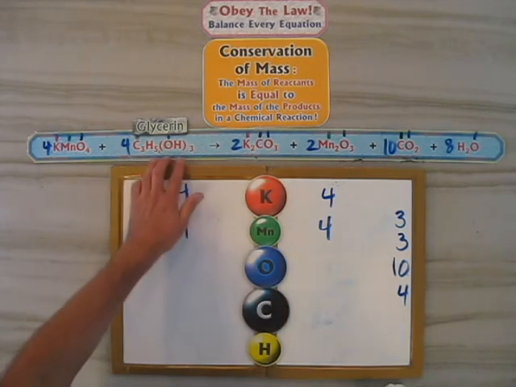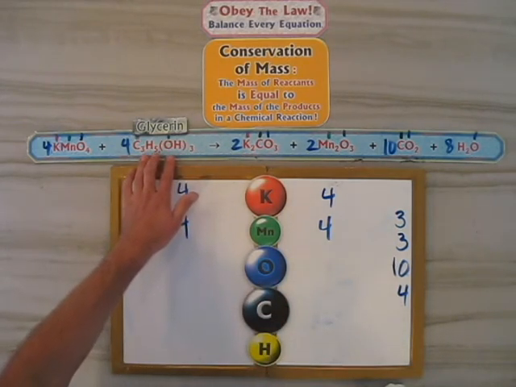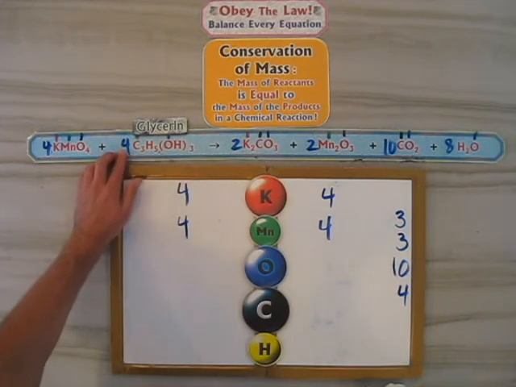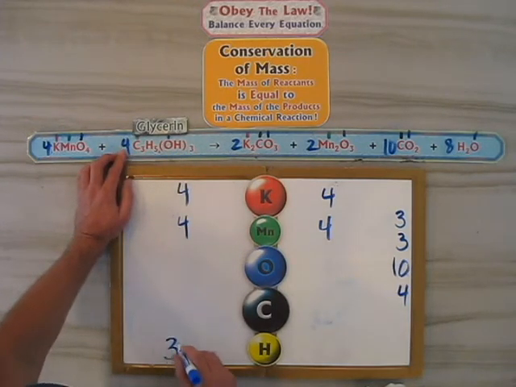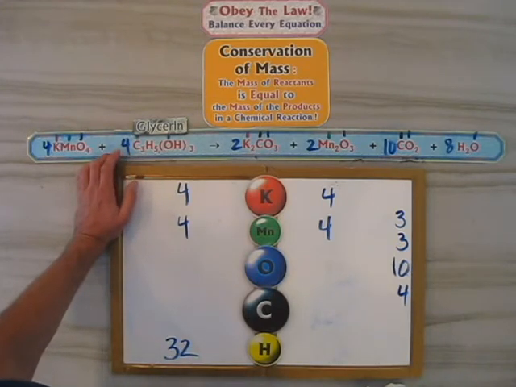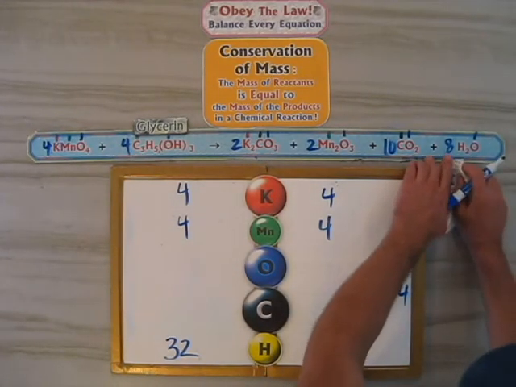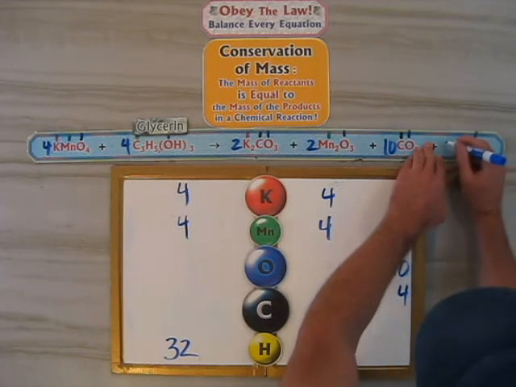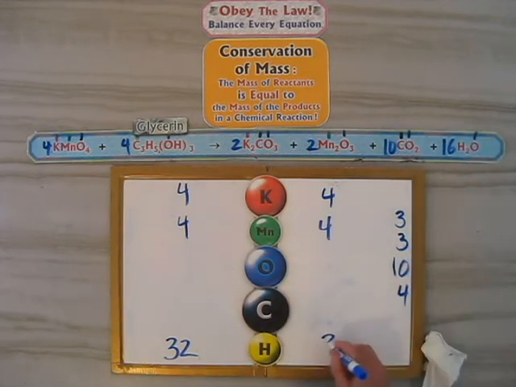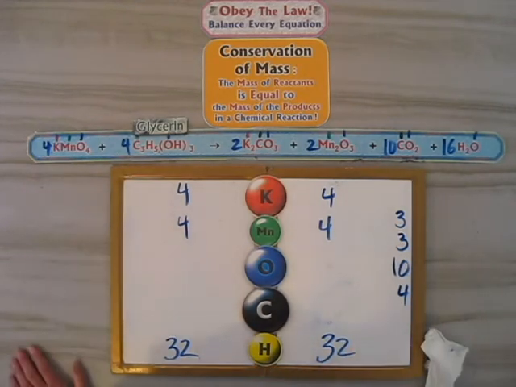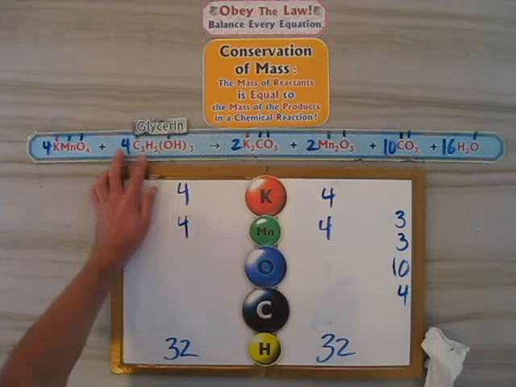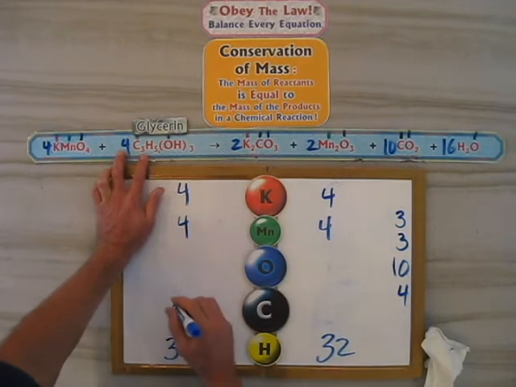Let's deal with the hydrogen. So that's 8 hydrogen in here times 4, 32 hydrogen, right? Okay, and then how would I get 32 hydrogen over here? What coefficient would I need? I would need a coefficient of 16. That would give me 32 hydrogen on both sides. Okay, and then how many carbon would this be? 4 times 3, that is 12 carbon.